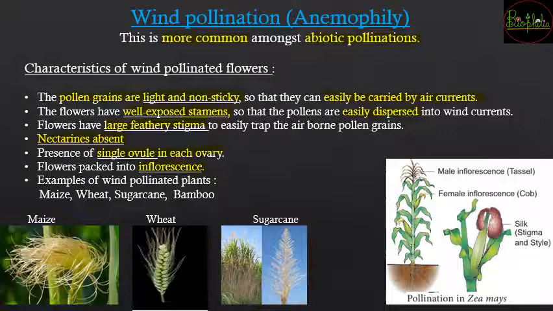So these wind pollinated flowers are going to be from the maize, wheat, sugarcane and bamboo. So here in the photographs you can understand that how these inflorescent or feathery stigmas will be present in these sort of wind pollinated flowers.